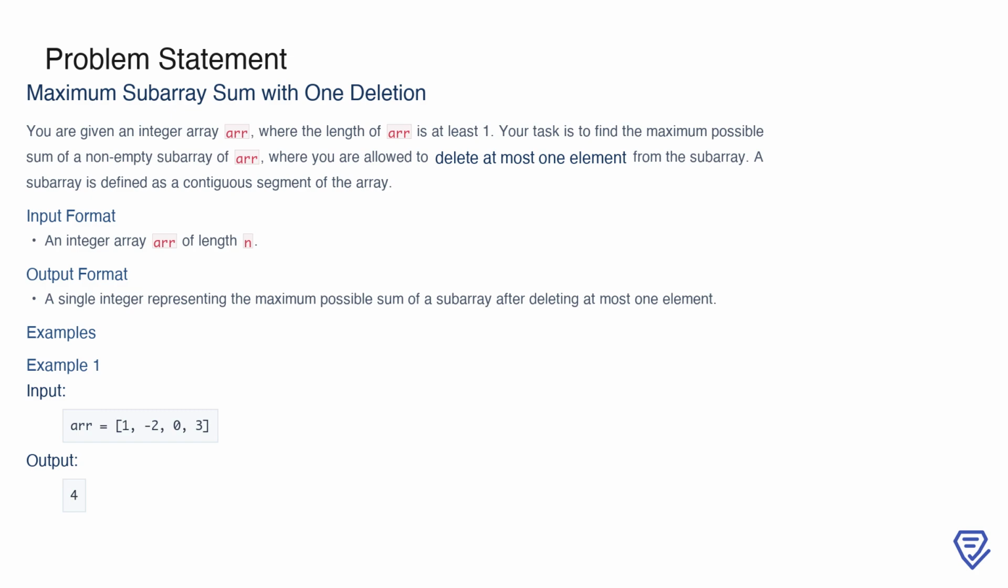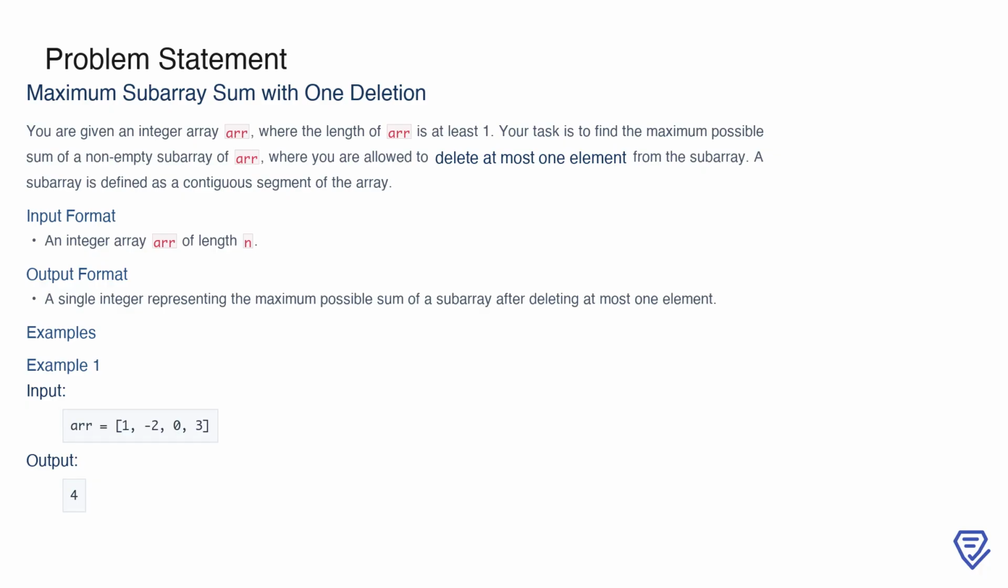Now, let's clarify what we mean by a subarray. It's simply a contiguous portion of the array, meaning the elements must be adjacent. For the input format, you'll receive an integer array ARR of length n, and the output will be a single integer representing the maximum sum of any subarray after potentially deleting one element.